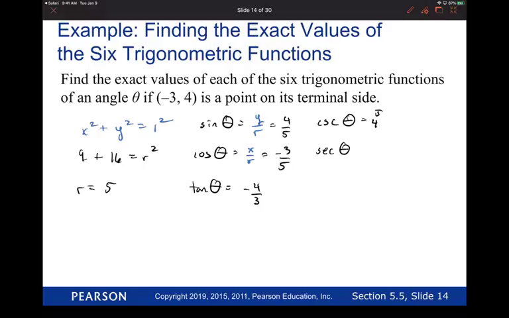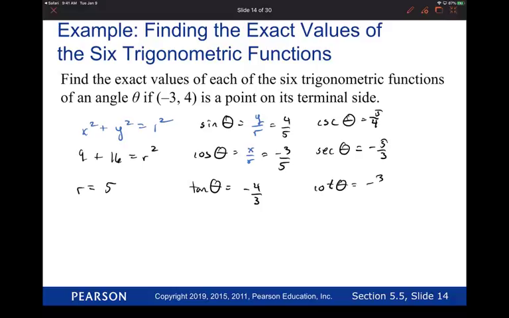So what's the reciprocal of cosine? What's the result? I get that you know what you're talking about, so I'm not too worried about it, but it helps when you can articulate it properly. What's this result going to be? Negative 5 over 3. Okay. And then what? Cotangent.